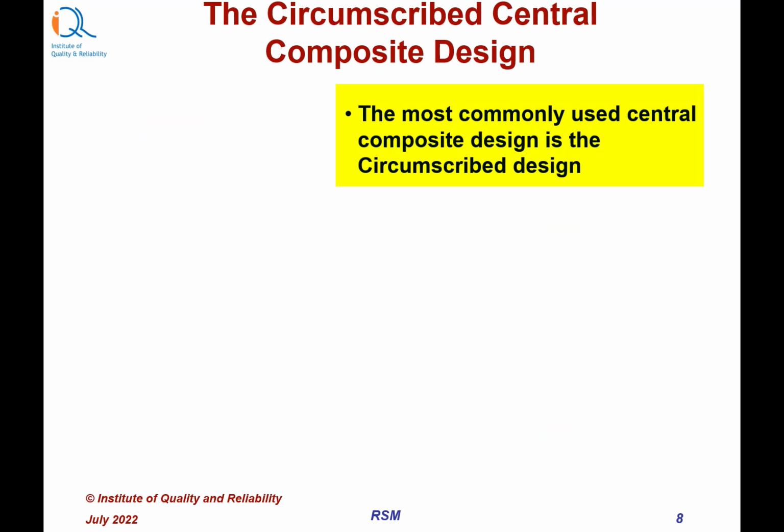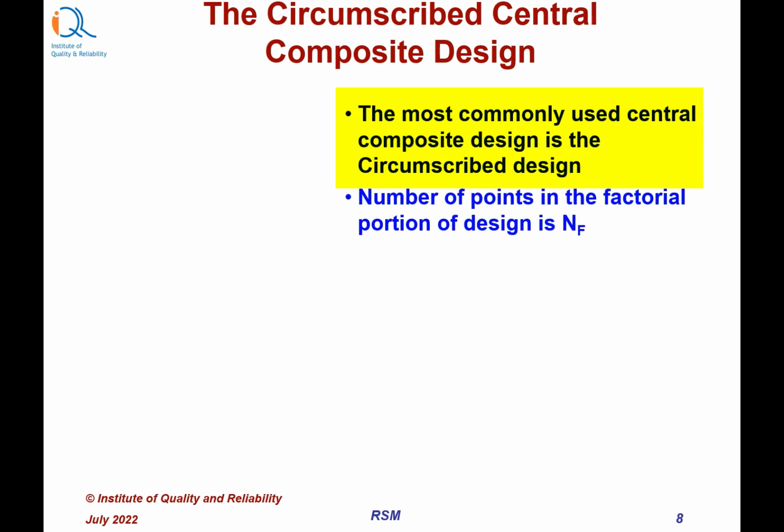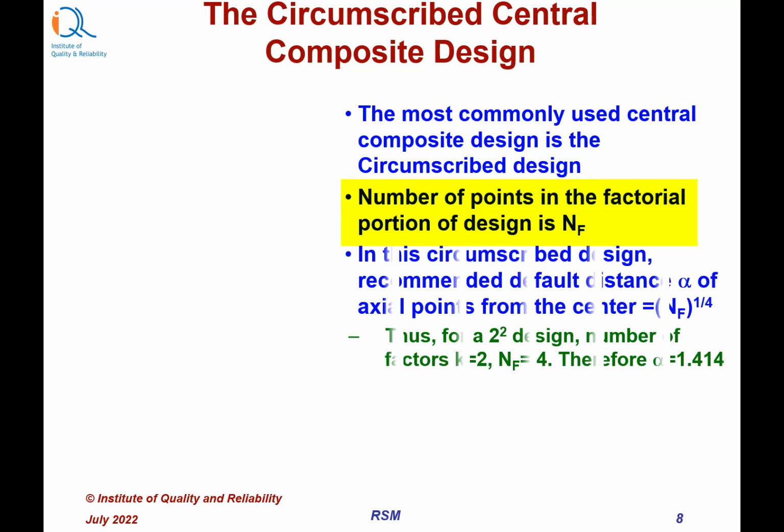The most commonly used central composite design is the circumscribed design. The number of points in the factorial portion of design equals NF. In this circumscribed design, recommended default distance alpha of axial points from the center equals NF raised to the power 1/4.